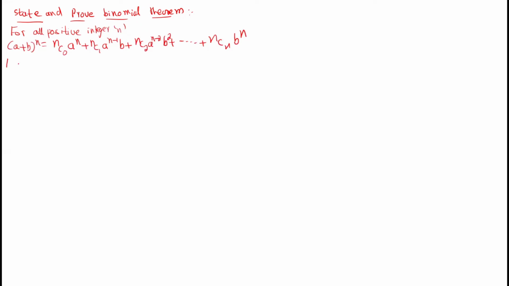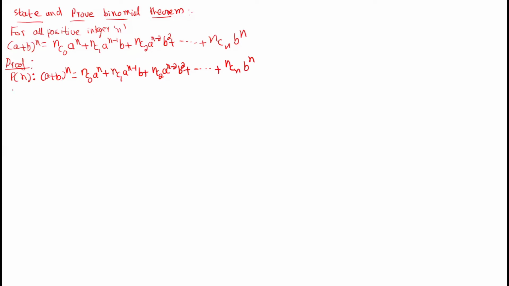To prove this theorem, we are proving this by using principle of mathematical induction. So consider the statement as P of n. That P of n, that is the given statement, is (a plus b) power n is equal to nC0 into a power n plus nC1 into a power n minus 1 into b plus nC2 into a power n minus 2 into b square plus ... plus nCn into b power n, writing the same given statement.